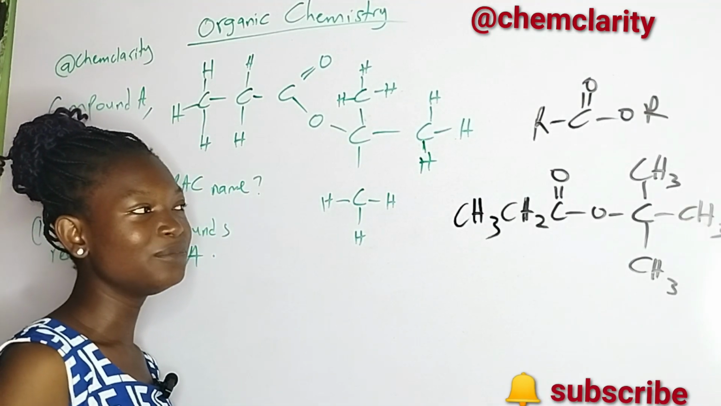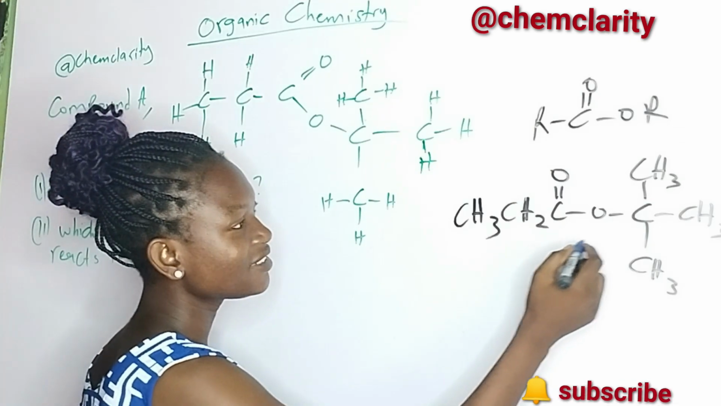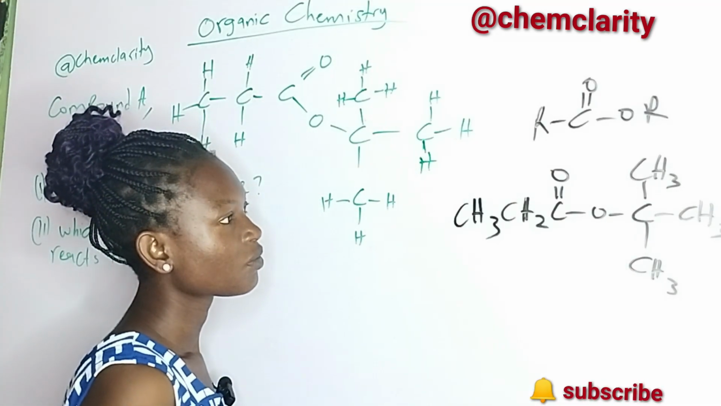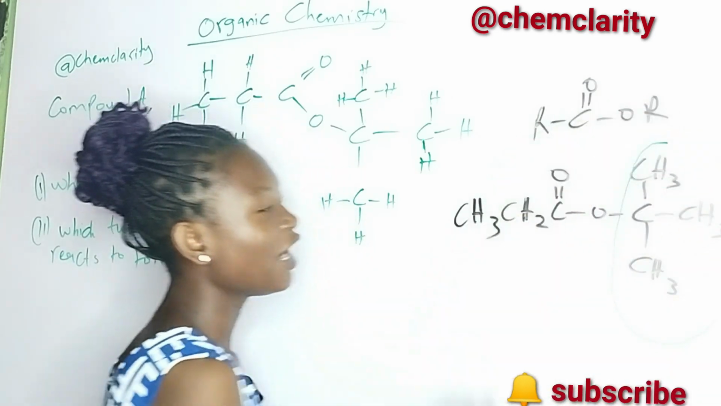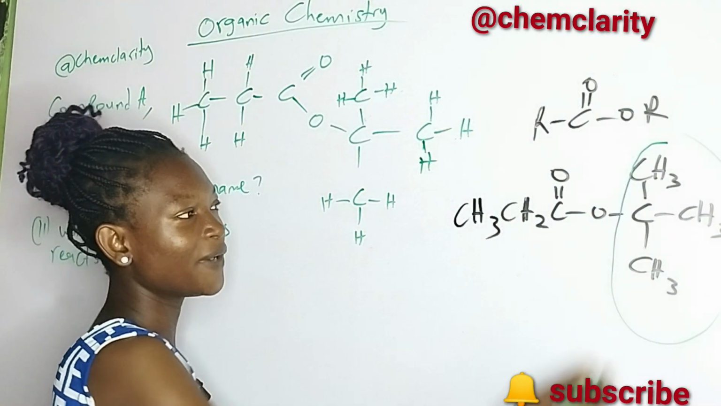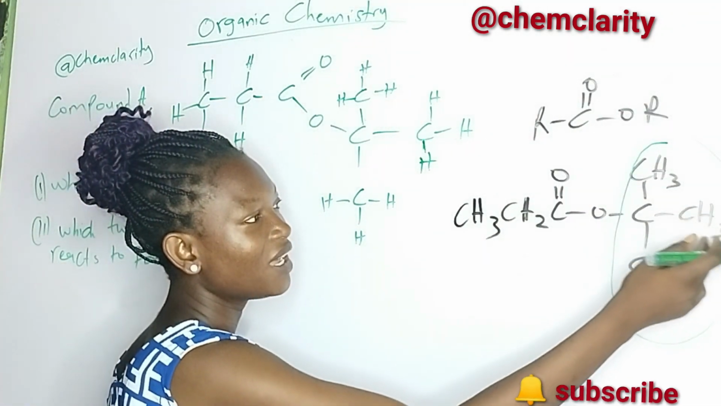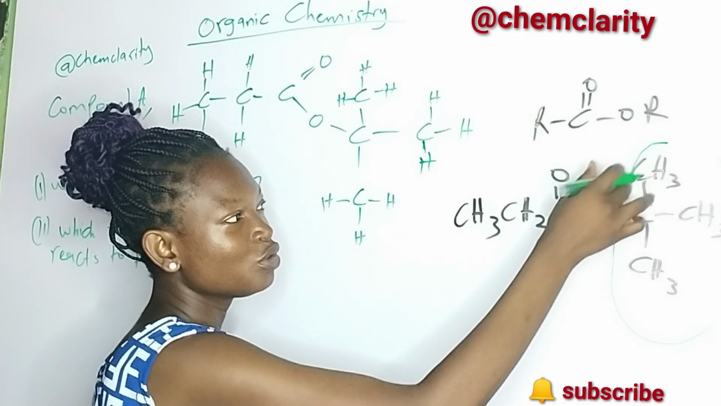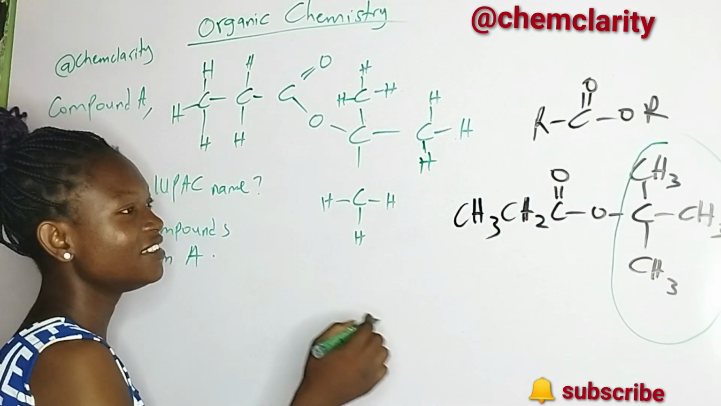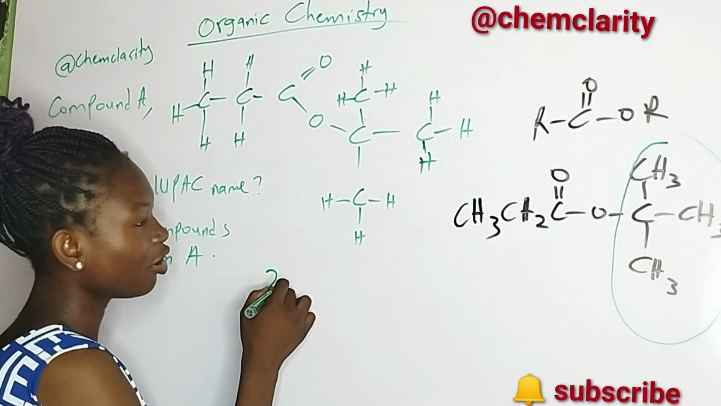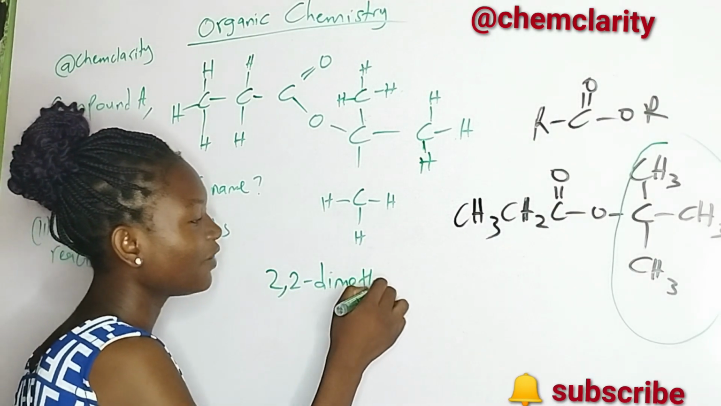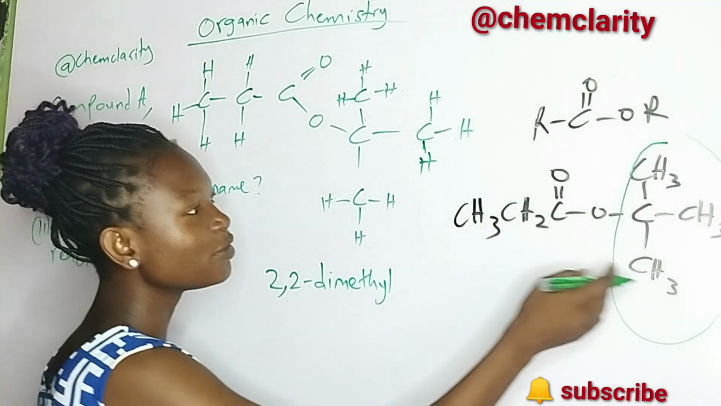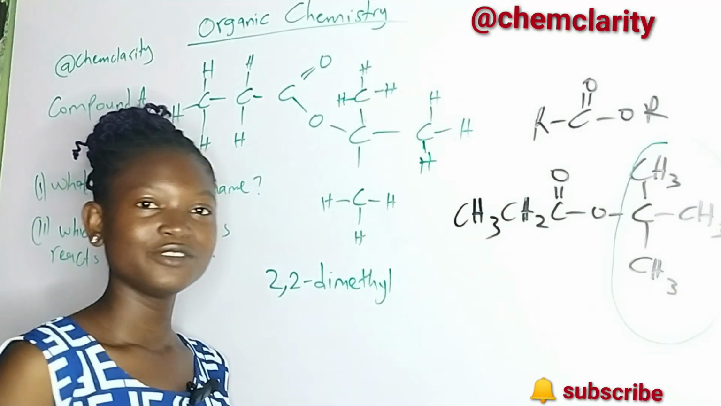Now, let's try and name the compound. You name this one first. Now, what is the name of this compound? This is 1, 2, and you have two substituents. This is 2,2 dimethyl, because we have a methyl group. 2,2 dimethyl.